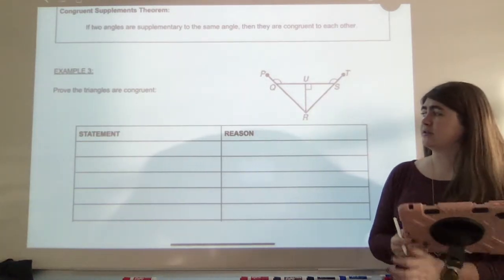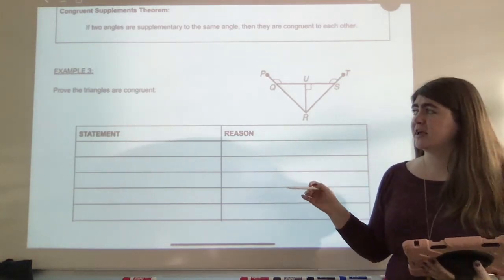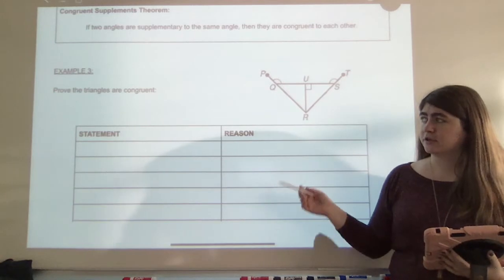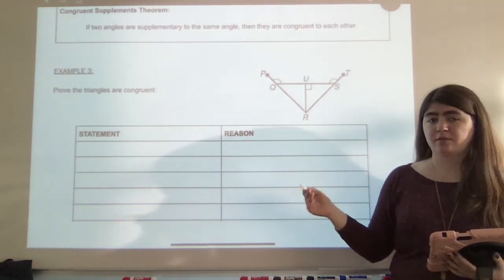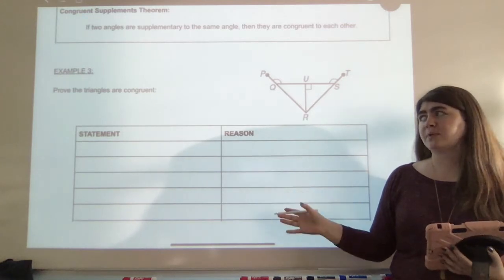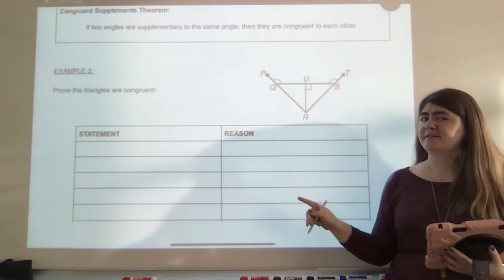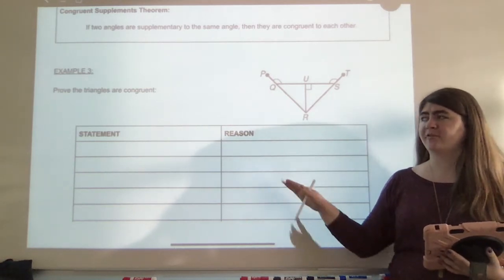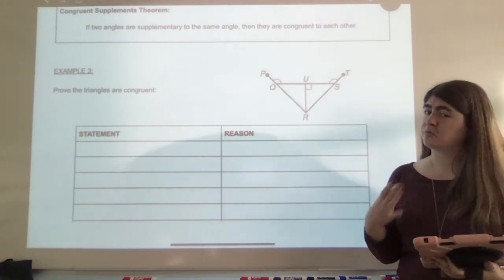Alright, so in example 3, we need to prove that these two triangles are congruent. I'm going to go ahead and start by putting my given statements in. I previously have been writing my congruent statement in the bottom first because that's what we're trying to prove, but I'm not entirely sure how many lines I'm going to need on this one, and to be honest, I think I accidentally left a line off the box, but we'll find out.